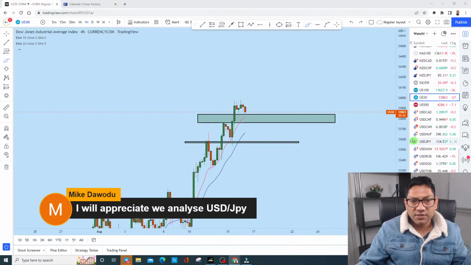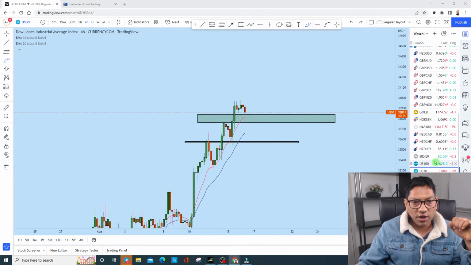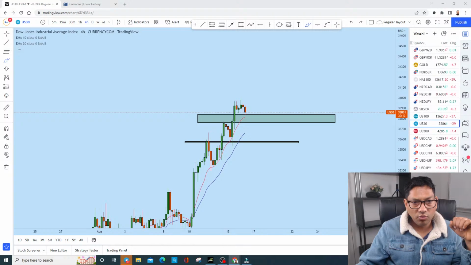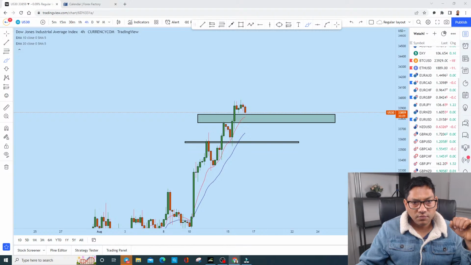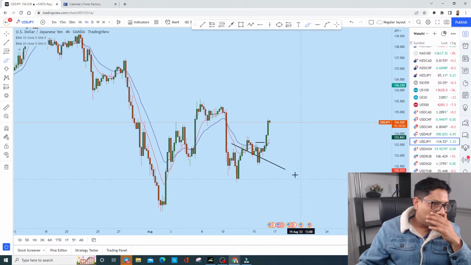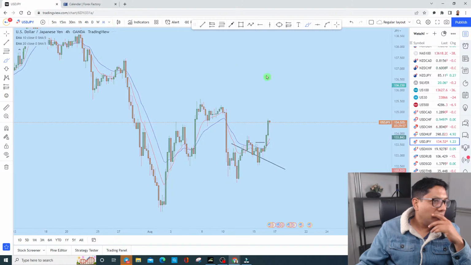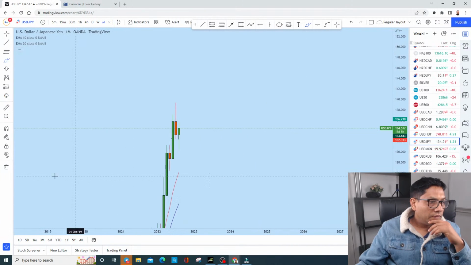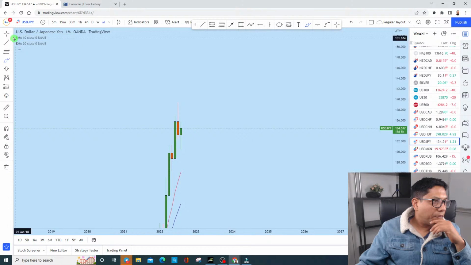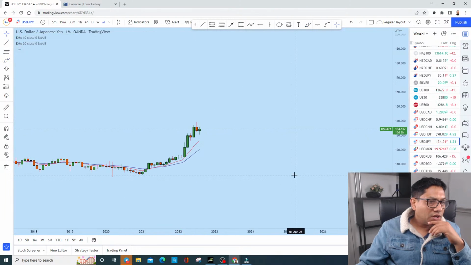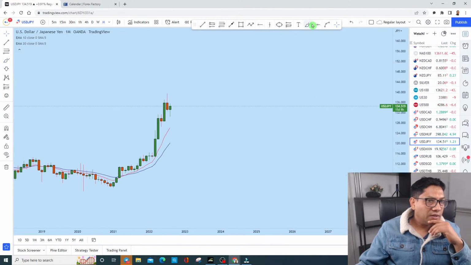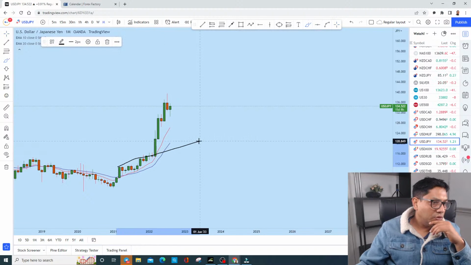Okay, so Mike asks, I would appreciate dollar yen. Yeah, let's look at dollar yen, how it is doing, and then we'll jump into another one. Okay, so dollar yen, on the bigger picture, let's first look at the monthly perspective. Dollar yen long term is bullish. Always keep in mind that long term price action is bullish on dollar yen. You see that this is a strongly bullish market.